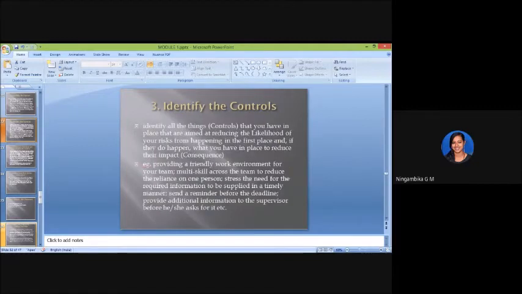Next one, identify the control. When you get to know this is a problem, this is a risk, the next step is to identify the control. Identify all the things that you have in place that are aimed at reducing the likelihood of your risk. Likelihood is nothing but that it is going to happen. Due to some uncontrollable situation in the first place, they do happen. So what do you have in place to reduce their impact? How can you reduce your risk?